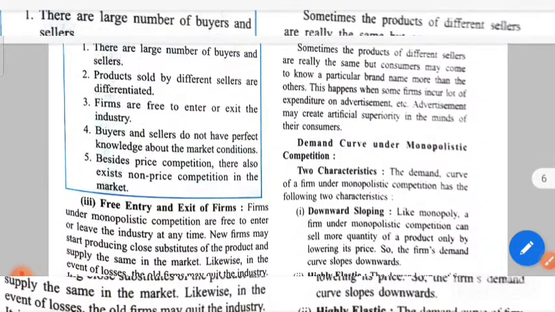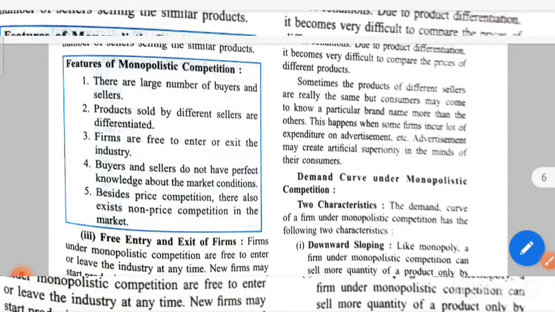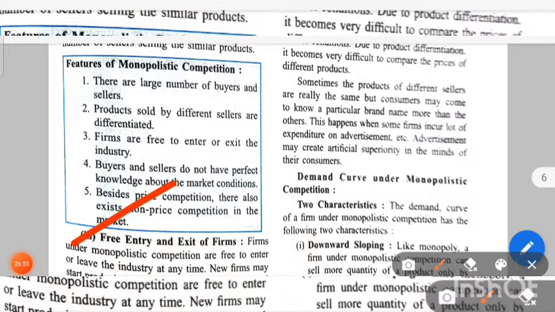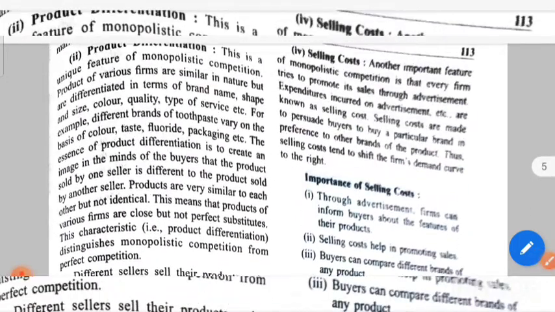Then free entry and exit, they have free entry and exit. You cannot control the entry and exit of the firm like we do in the situation of monopoly. Then the fourth one, selling cost is included.